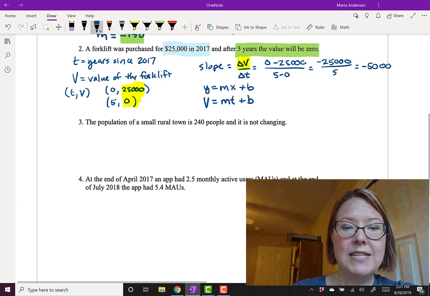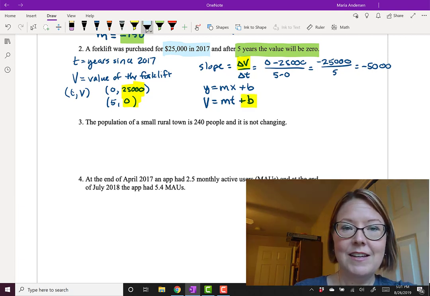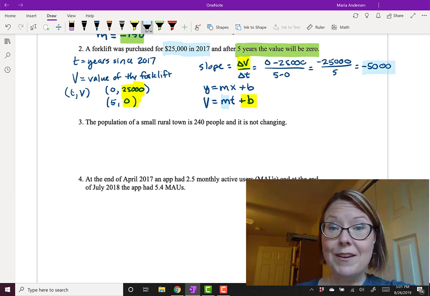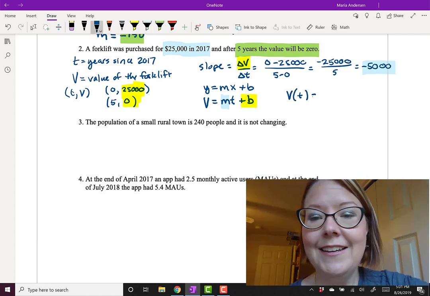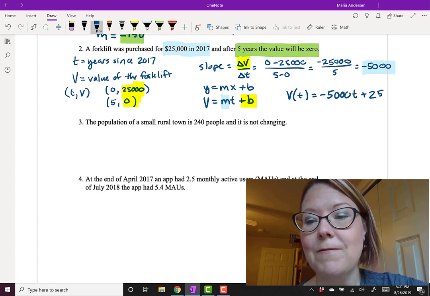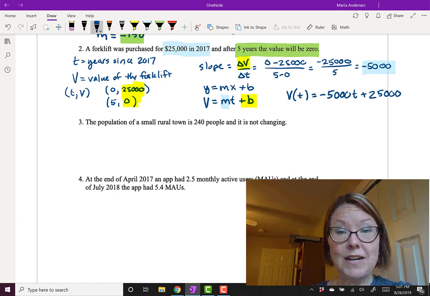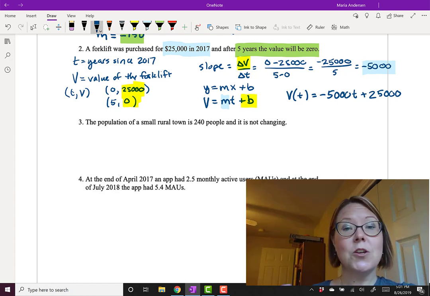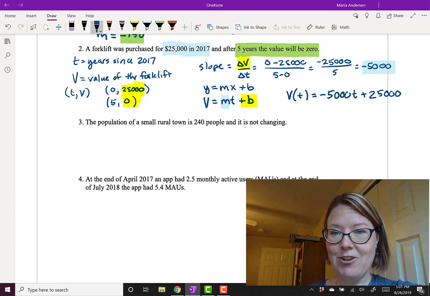And what we're going to replace in here is the y-intercept, b, which is 25,000, and the slope, m, which is negative 5,000. So we'll have v of t equals negative 5,000 t plus 25,000. And again, to verify that this equation is correct, you could jump over to Desmos, graph it, and then make sure that at time 0, you see 25,000 on the y-axis, and at time 5, you see 0 on the y-axis.